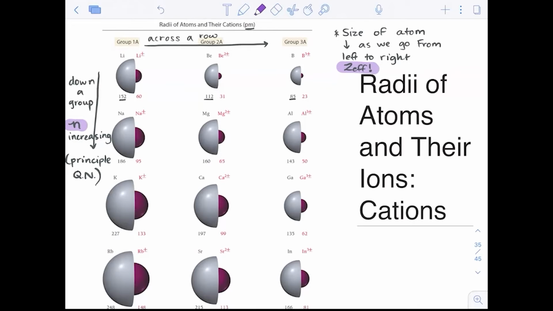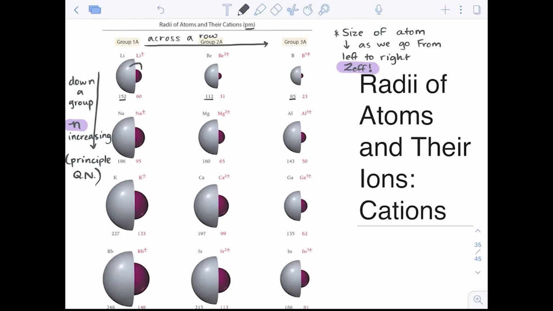We will see this repeated over the course of the next few periodic trends. As we go across the row, Z effective increases, so electrons are held tighter. As we go down a group, the N value, the principal quantum number, is increasing, so electrons are further away from the nucleus. Now, notice the red dots now in comparison to the gray.